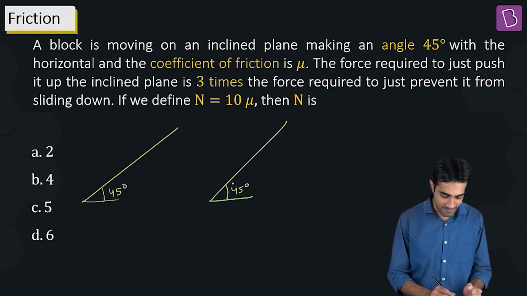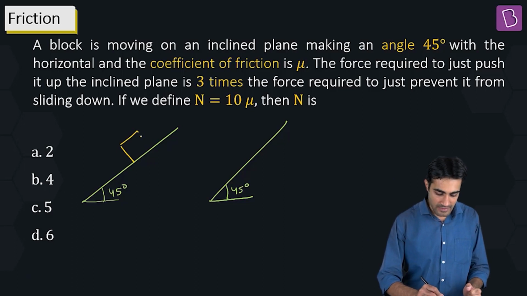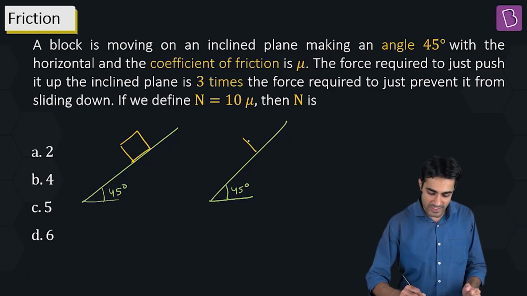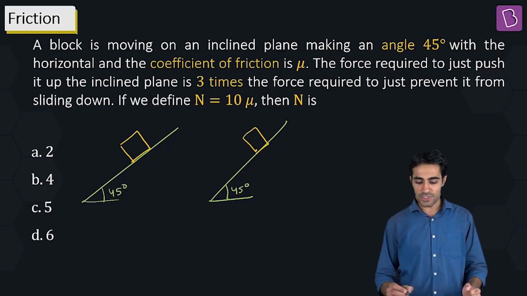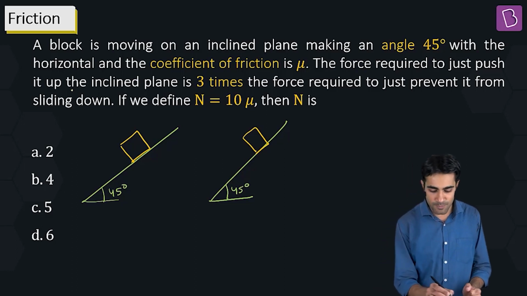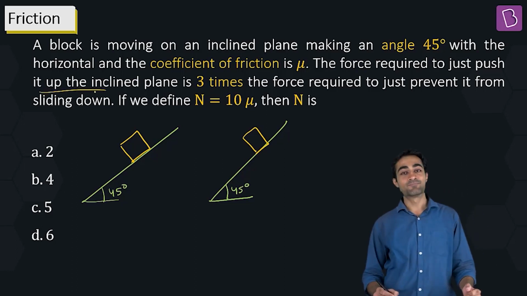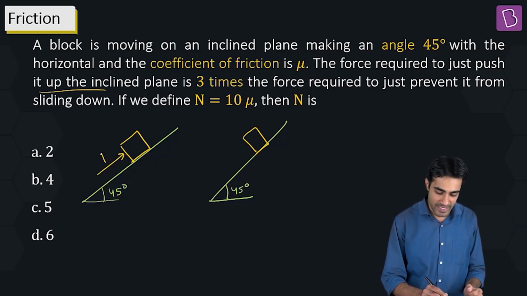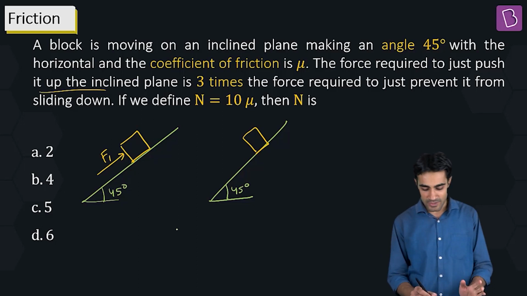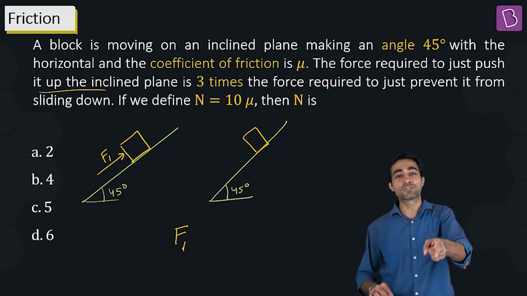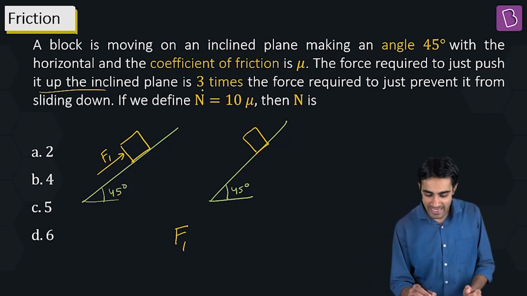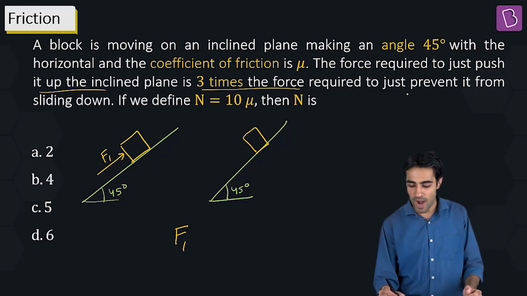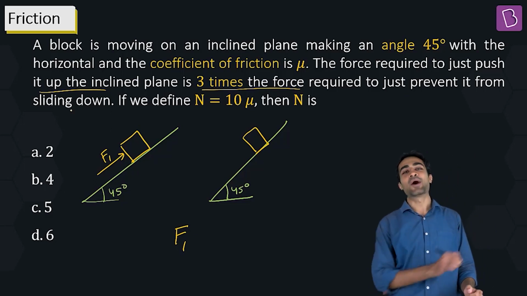And on this inclined plane, there is a beautiful block. Now let's look at what the question is saying. The force required to just push it up the inclined plane, let's say this force is F1. So this force required to just push it up the inclined plane is 3 times the force required to just prevent it from sliding down.